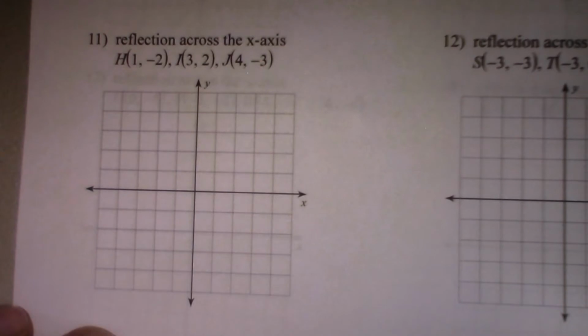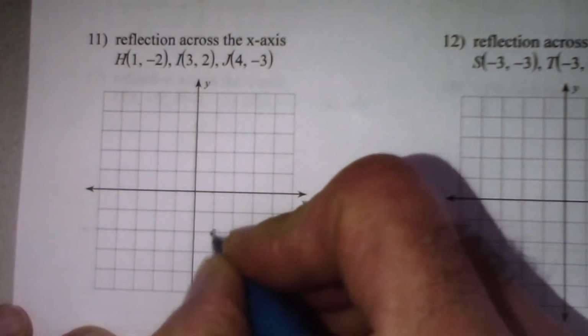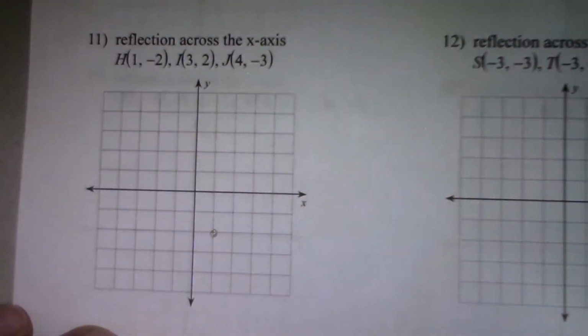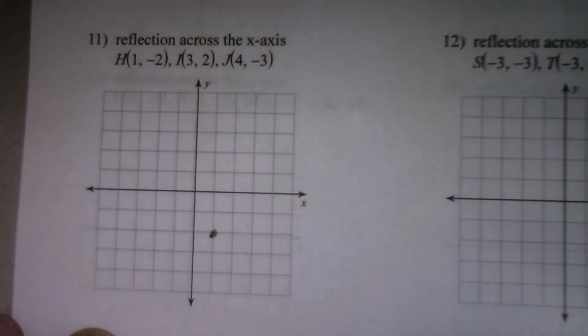So I'll use a pencil for that. So I'll go 1 and -2. Okay? Does pencil show up? Or is that too light? Maybe we'll go with just, here's green. Okay? Better. Alright.